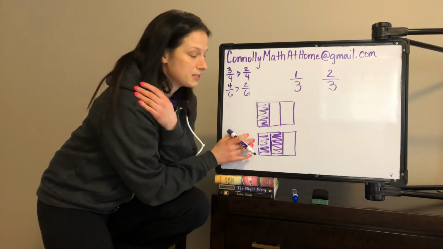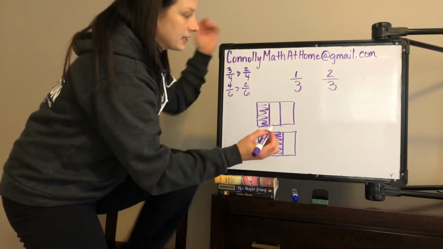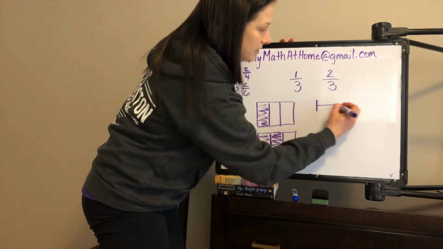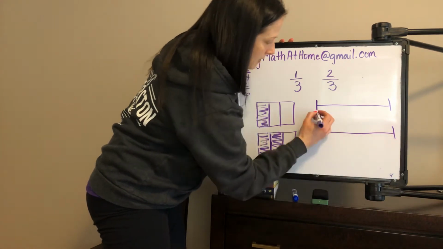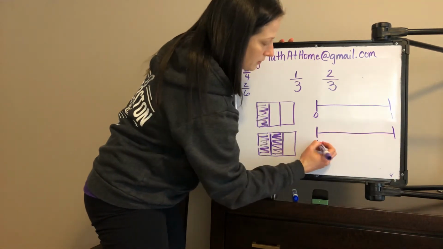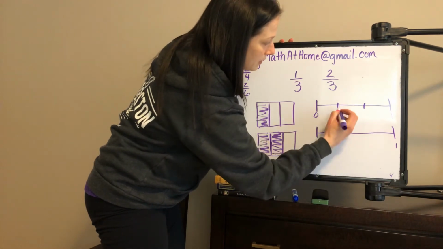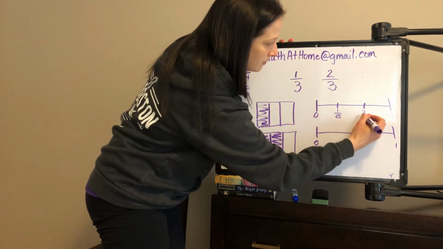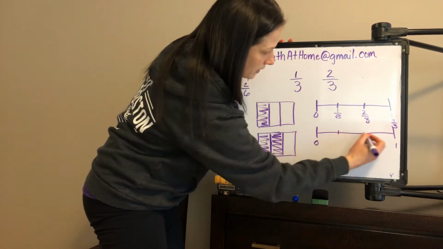Okay, so we said the same size whole. I shaded in 1/3 here, I shaded in 2/3 here. Okay, on the number line, what does that look like? Well, we make the same size whole. 0, 1, 0 to 1. We split it into 3 equal parts, 1, 2, 3, label. We're going to label here.